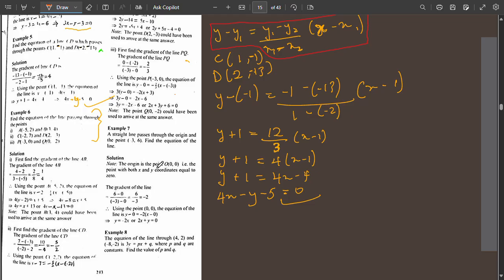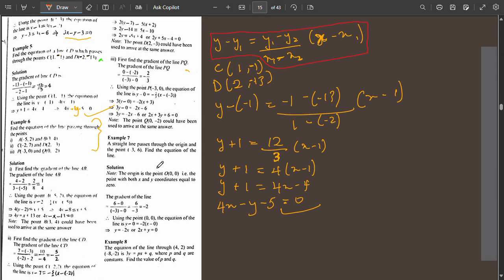So let's see example 7. Example 7 uses the fifth scenario. A straight line passes through the origin, right? It means the intercept there is 0, it doesn't have an intercept. And given the point, find the equation of the line.